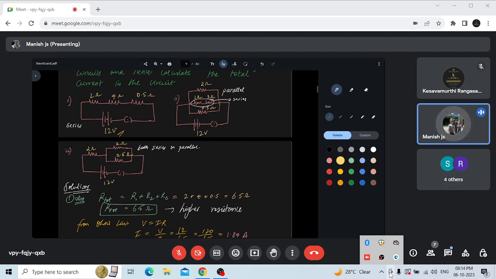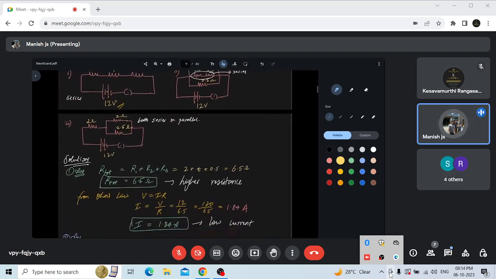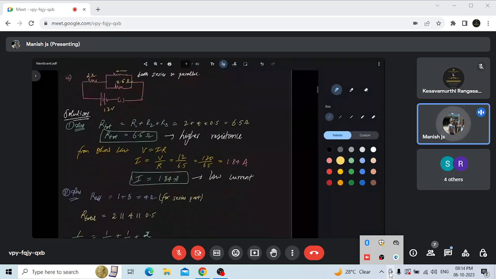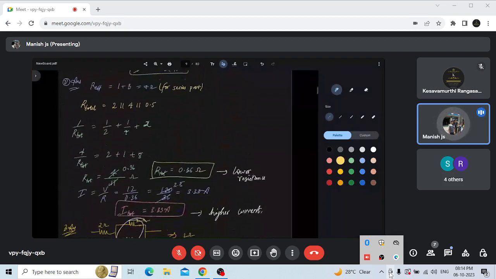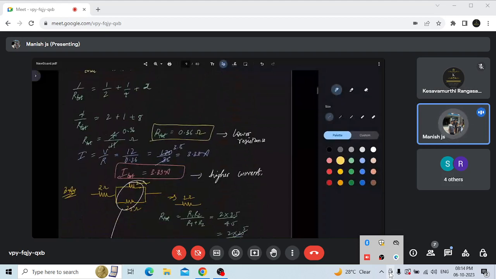But in contrast, we have also learned that if resistors are connected in parallel, the total resistance is going to be less, and hence the current flow will be more. Okay, so this is an important analogy that we have learned. The first circuit has got the highest resistance but the least current. Second circuit has got the least resistance but a higher current.